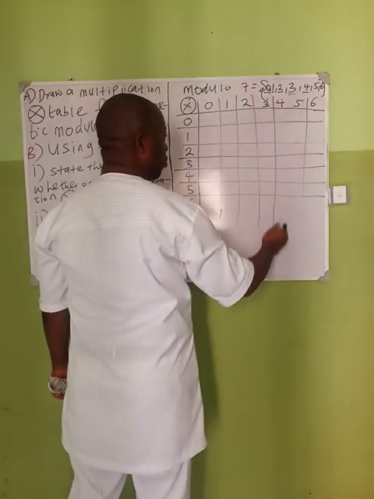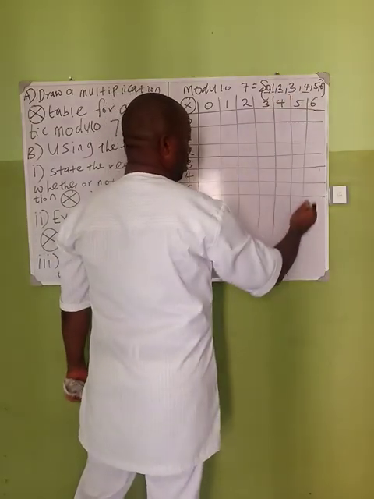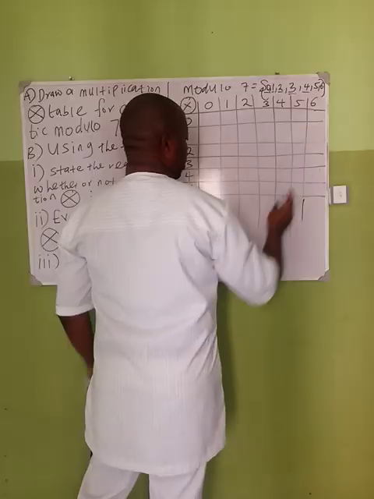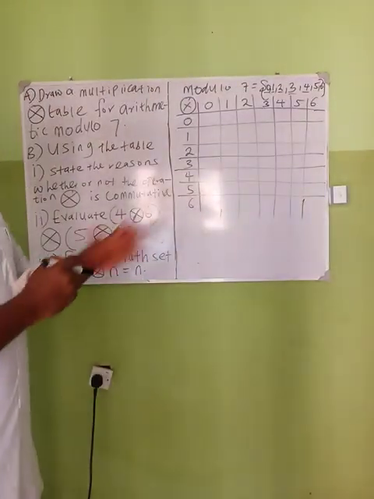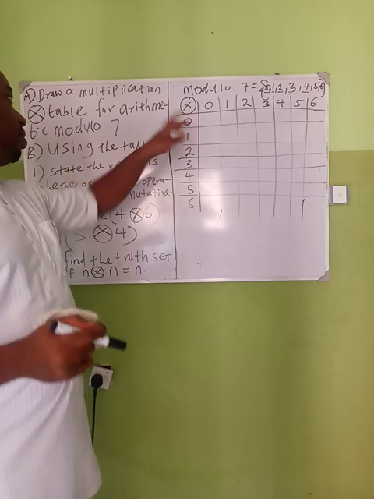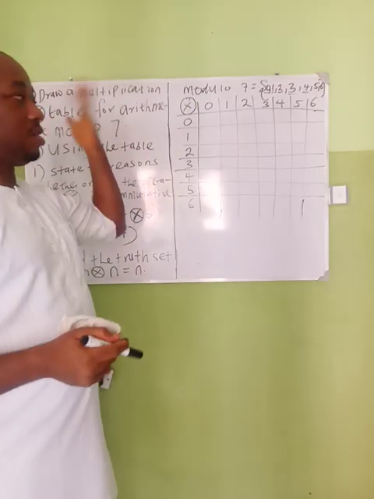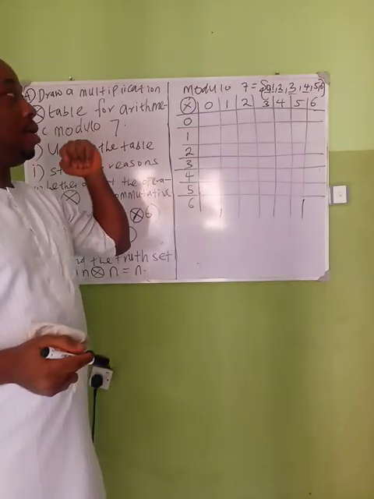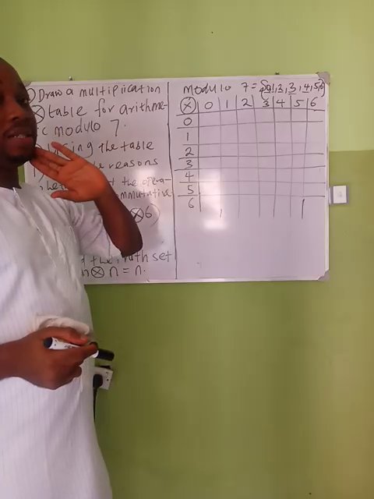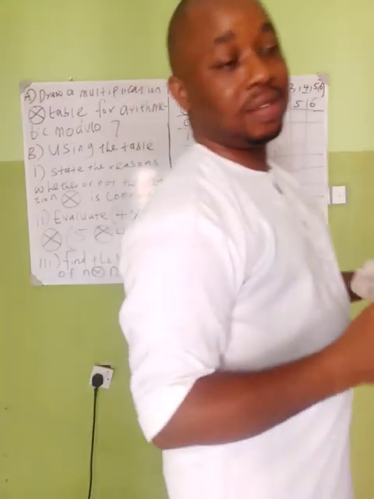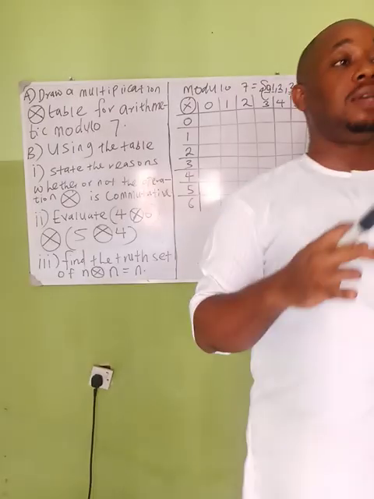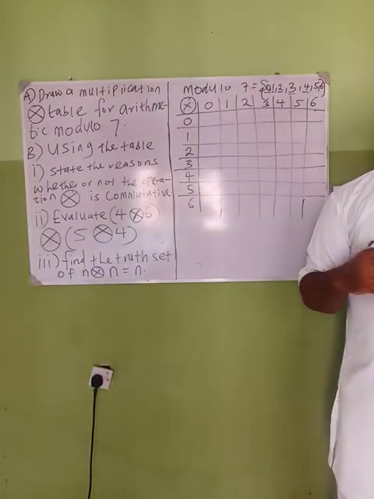Please forgive me for my crooked lines. Alright, so we have a table like this. Now this is showing that we're multiplying. So it's just simple, we just begin to multiply. When we get a number less than 7, we're going to write it. When we get a number more than 7, we will divide and write the remainder. Okay.